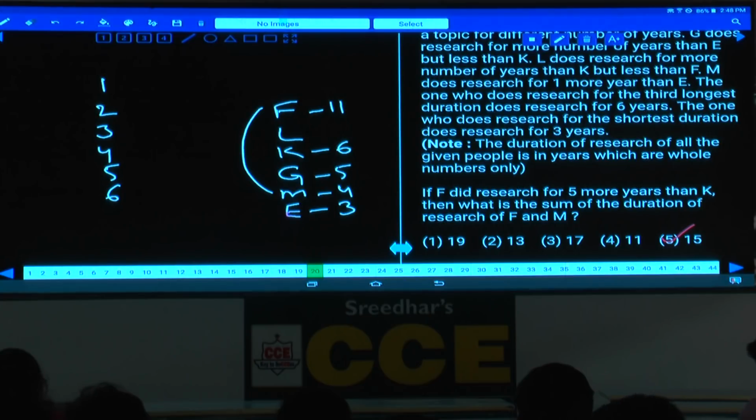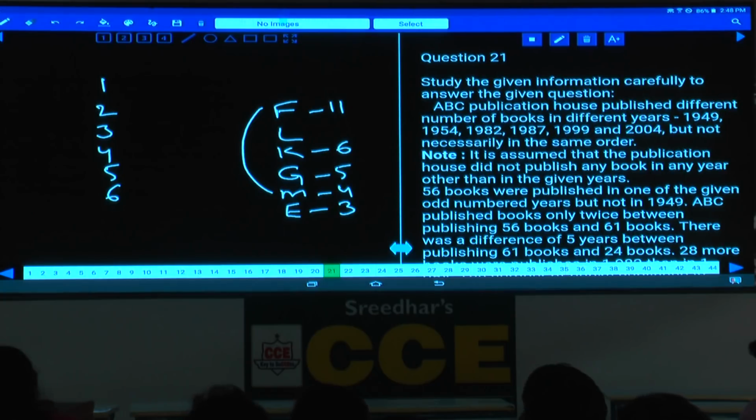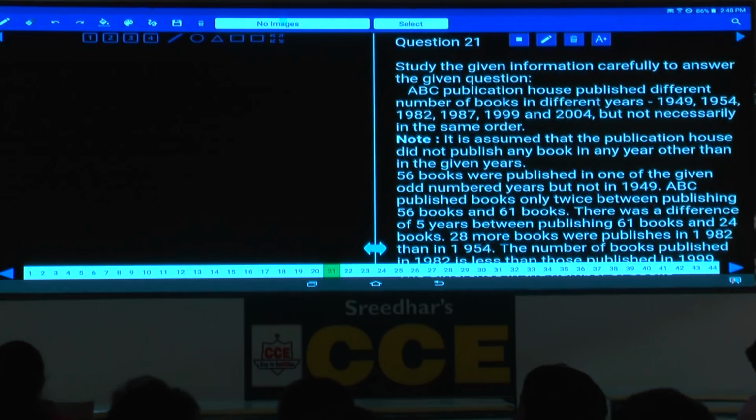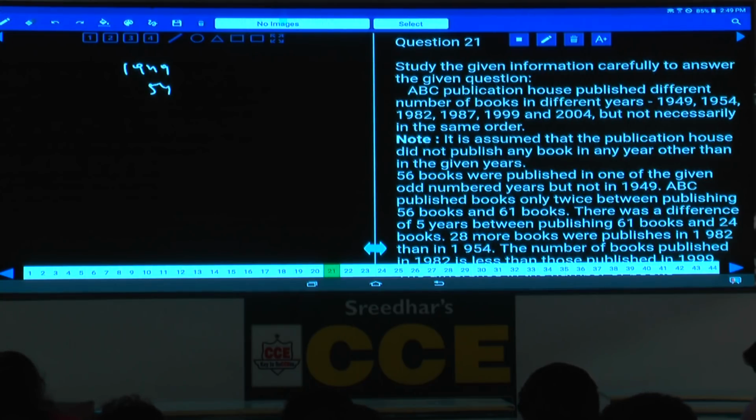Now this is about question numbers 18 to 20. Then after this, what is the other information here? 21 to 25. It is based on a small puzzle, isn't it? ABC Publication House published a different number of books in different years. What are the years here? 1949, 54, 82, 87, 99, and 2004. In total 6 are there, but not necessarily in the same order.